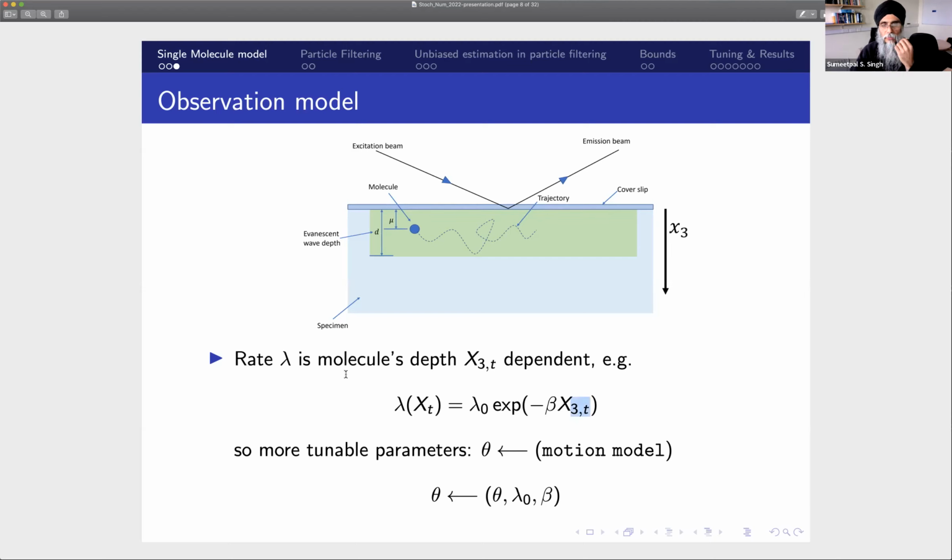Okay, and so there are many tunable parameters in addition to the motion model of the SDE, which is not known and has to be tuned for the experiment. What also needs to be tuned is the intensity at depth 0, and the rate at which the intensity decays as a function of depth. So we call theta the static parameters of the model that we have to find that best describe the data set. And so we augment whatever we had for the motion with more parameters to do with the intensity of the excitation laser as a function of depth, which is just lambda naught and beta.